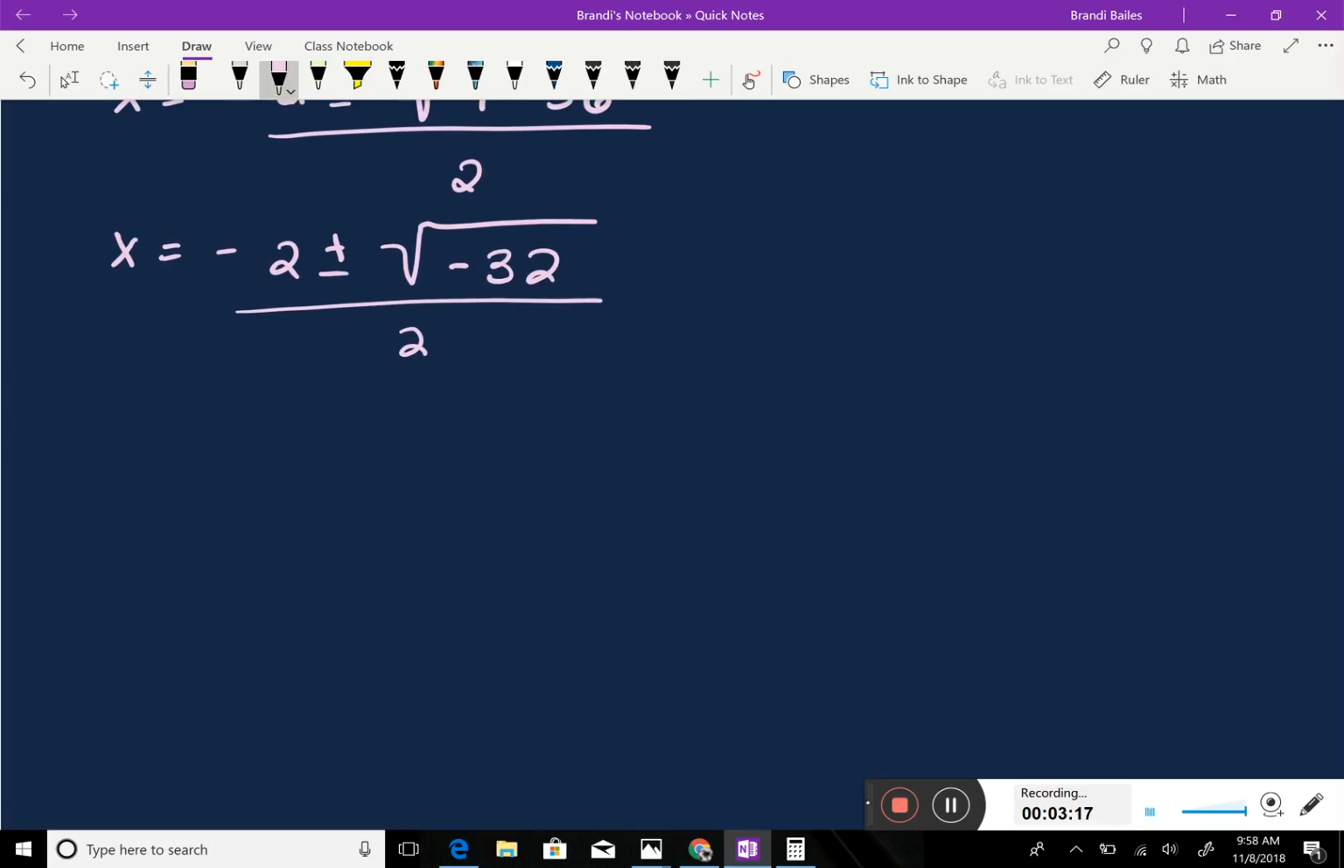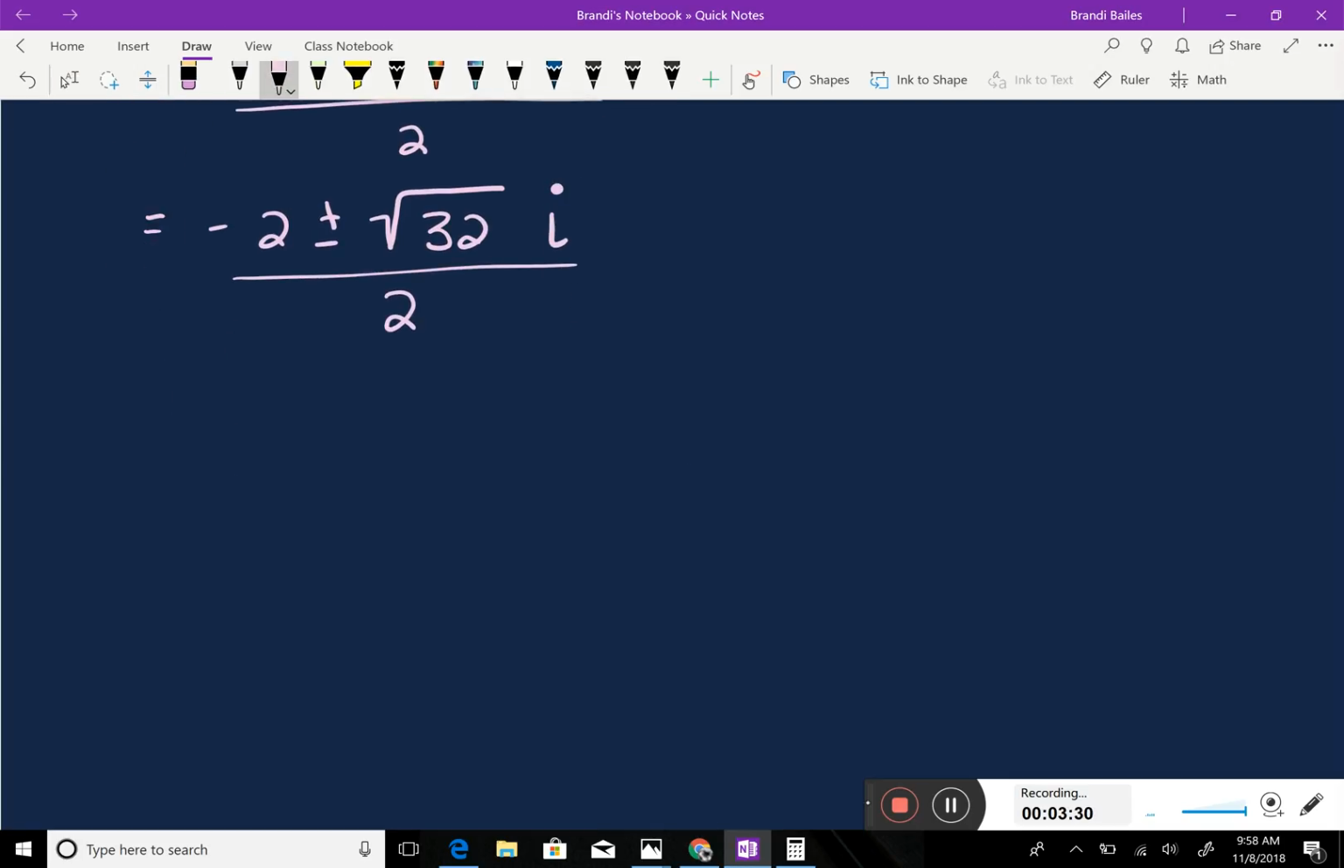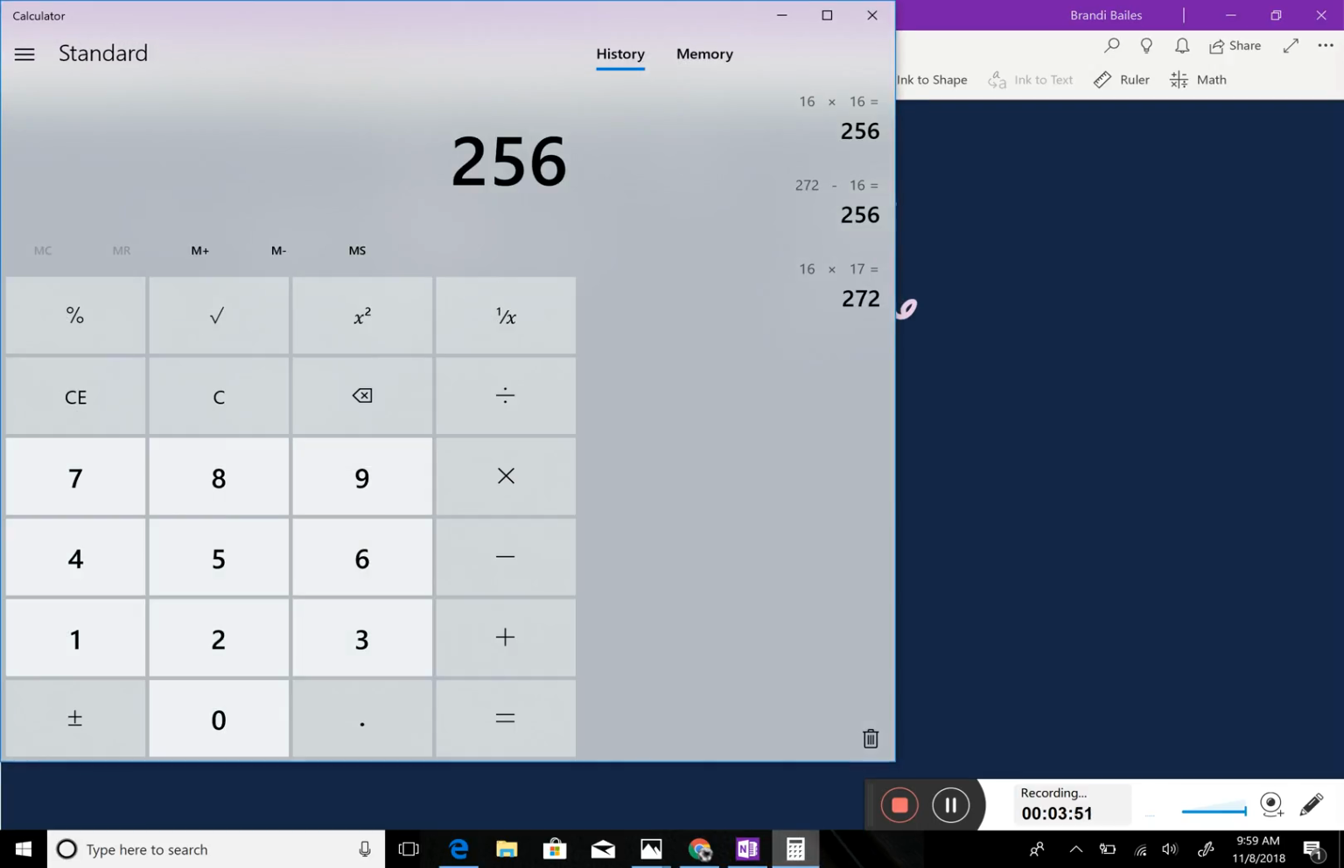So to get rid of the negative, I'm just going to move an i outside. Negative 2 plus or minus the square root of 32 i, all over 2. That's gotten rid of the negative in here, and so now I'm just going to simplify the square root. So I've got negative 2 plus or minus, see, 32 is 2 times 16, I think. Let me double check that on my calculator. 32 divided by 16 is equal to 2. Good.